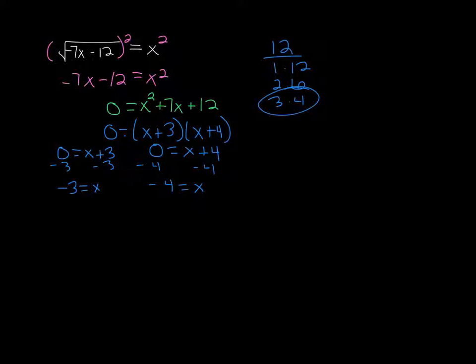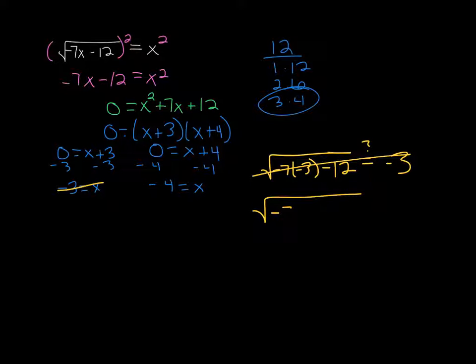With the negative 3, you have negative 7 times negative 3 minus 12 should equal negative 3. Remember, the radical can't equal a negative, so we have to throw that one out. With the negative 4, negative 7 times negative 4 minus 12 should equal negative 4 again.